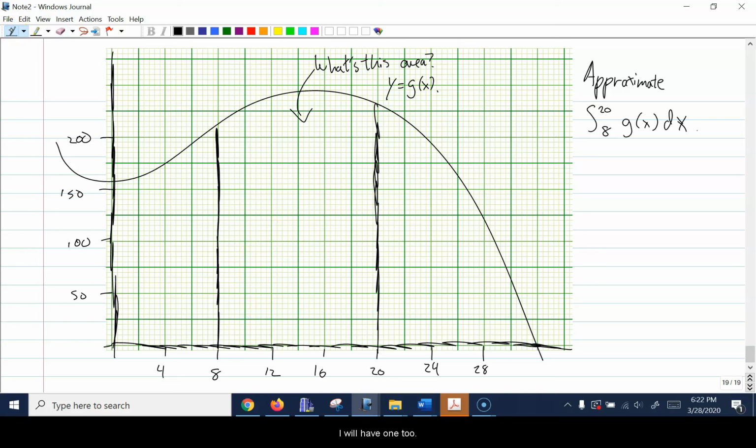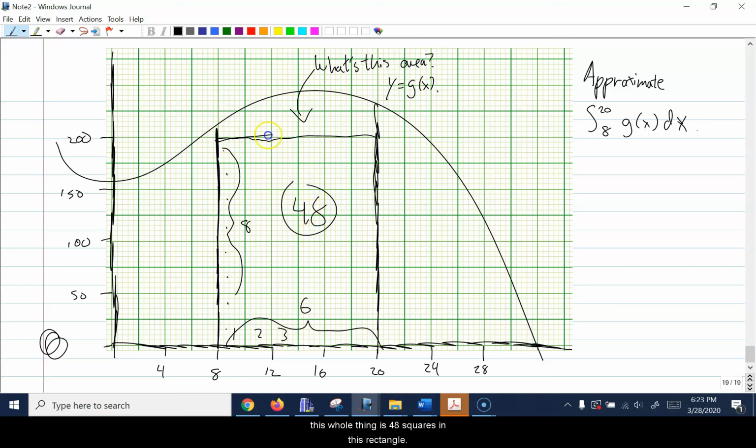Well, I have 1, 2... I have 1, 2, 3. Actually, let's not count. Let's do some multiplication. This is 6 squares wide by 1, 2, 3, 4, 5, 6, 7, 8 squares tall. So this whole thing is 48 squares in this rectangle. Plus I have another 1, 2, 3, 4, 5 squares here.